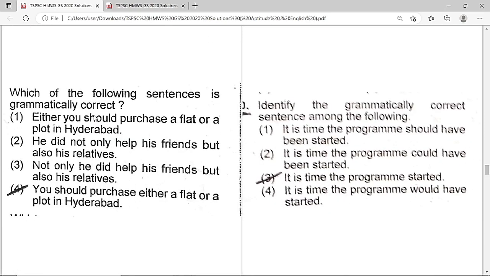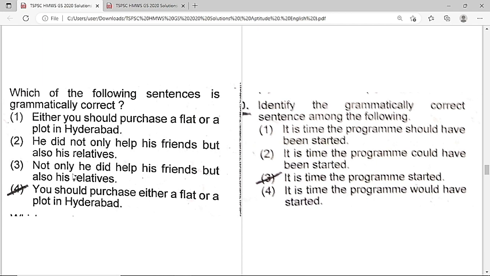So now we are going to solve another question. See the question here. Which of the following sentences is grammatically correct? So basically, they have given four options and they are asking which is the grammatically correct sentence.